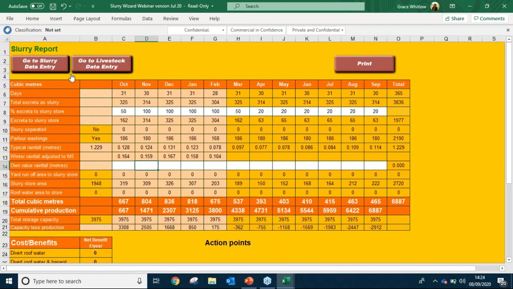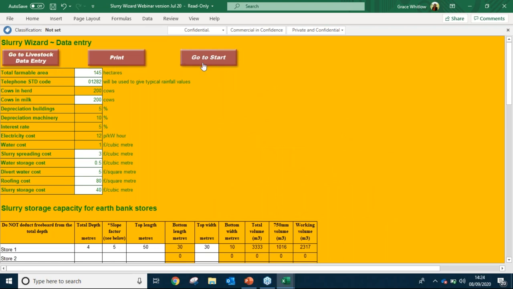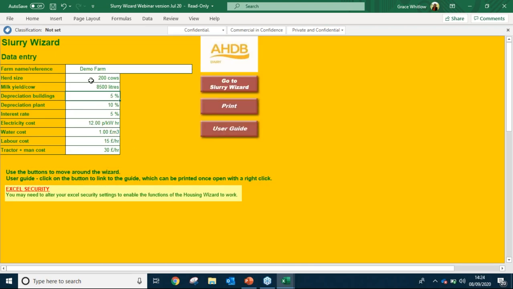So we go back to the beginning. Go to the start. Here we go. Back to the beginning again, and we're going to now play what if. So what are the things that he wants to do? He wants to increase the herd to 270 cows. He wants to push the yield up to 9,500 litres. All these bits of data are all the same. So that's the base data.